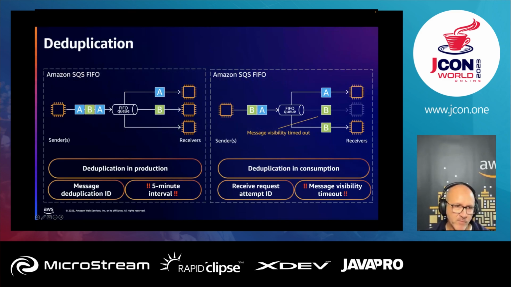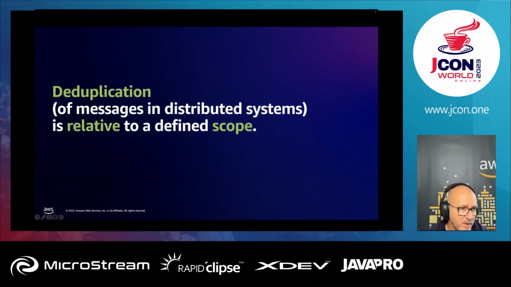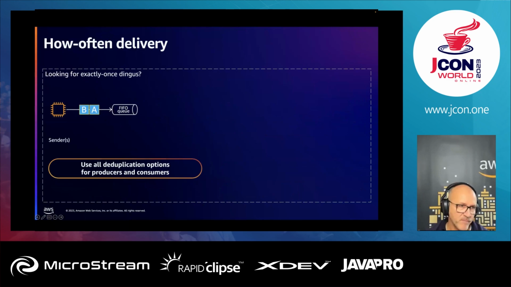Again, practical patterns and helpers to implement this for Amazon SQS FIFO queues would be a message deduplication ID on the producer side. And this is limited to a 5-minute interval. And on the consumer side, it is the receive request attempt ID that will also help consumers to not receive the same message multiple times. But then there's also something like a timer, which is called the message visibility timeout. So in other words, this means also deduplication of messages in distributed systems is relative to a defined scope. And you have to be aware of this trade-off in this case.